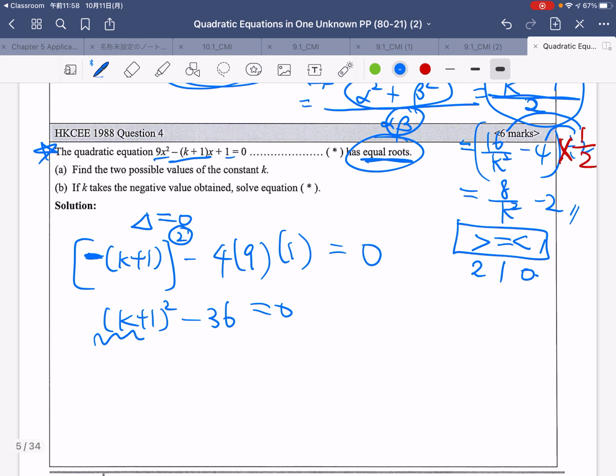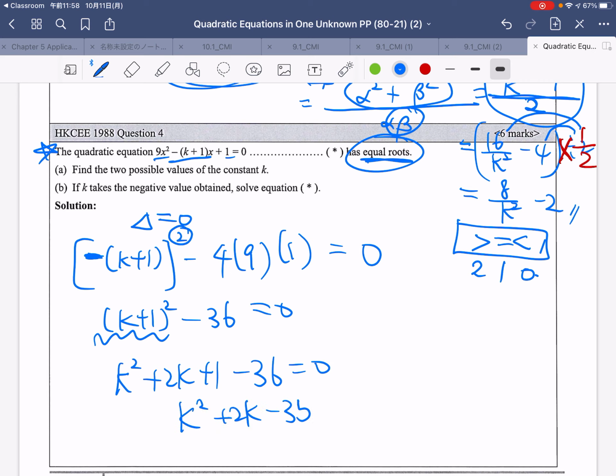And then this one you need to expand. That means k squared plus 2k plus 1 minus 36 equals 0. k squared plus 2k minus 35 equals 0. Therefore, k equals 5 or k equals negative 7. For this you use the formula, and you can get the answer. And then you can find out part A.